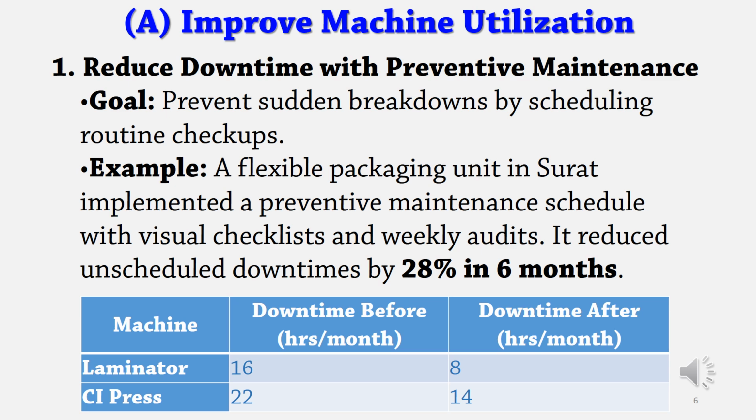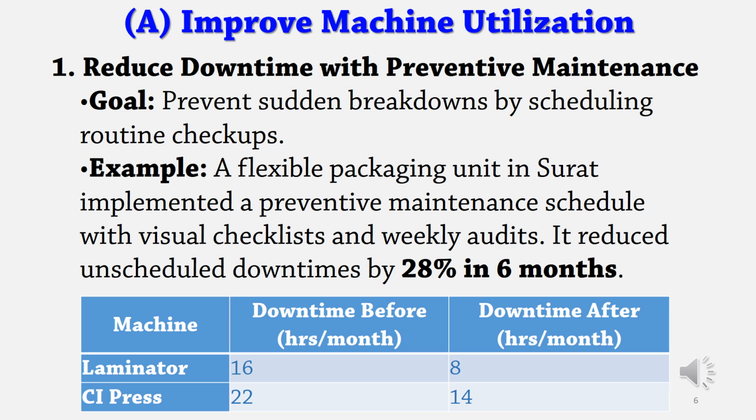Here the goal is to prevent sudden breakdowns by scheduling routine checkups. As an example, a flexible packaging unit in Surat implemented a preventive maintenance schedule with visual checklist and weekly audits. It reduced unscheduled downtime by 28% in 6 months.